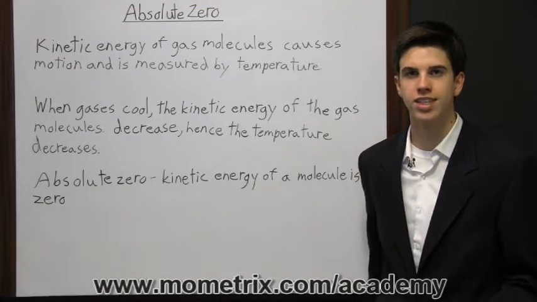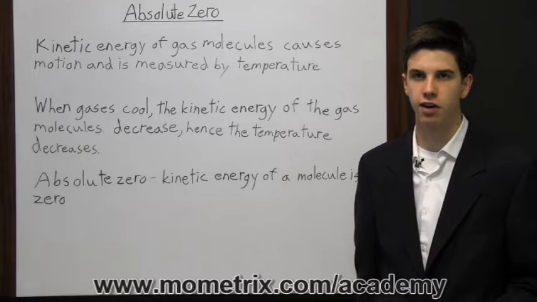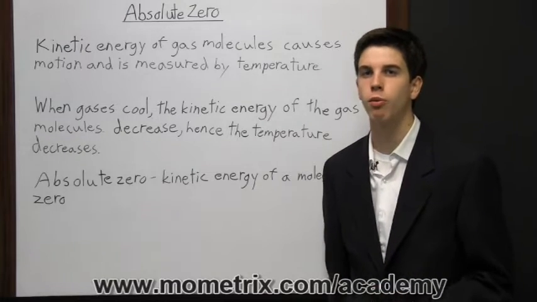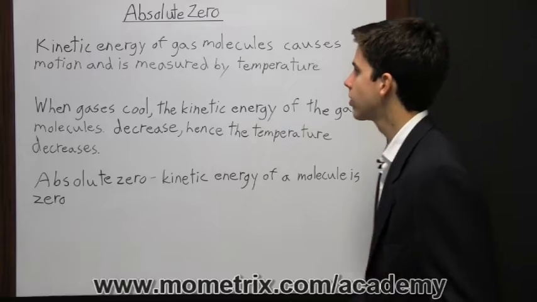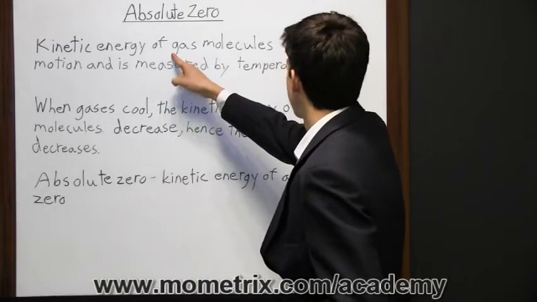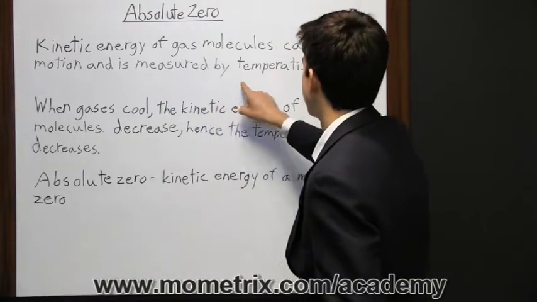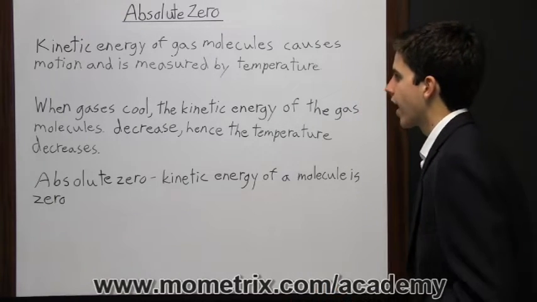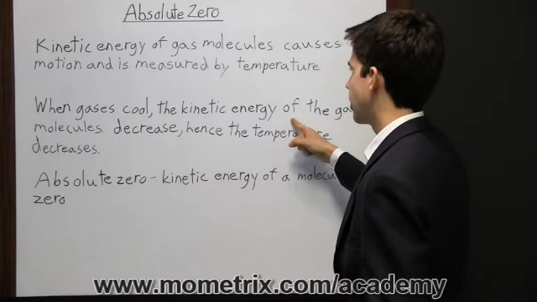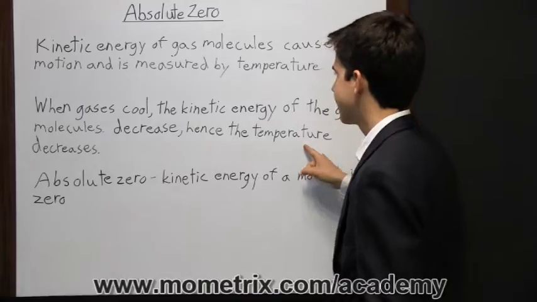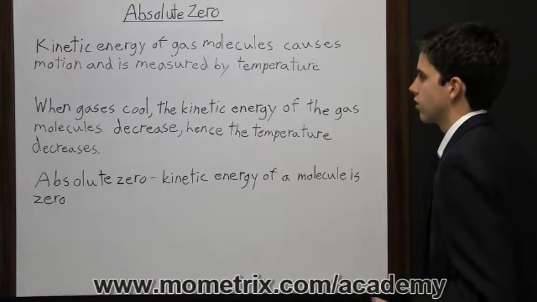Absolute zero is the temperature of 0 degrees Kelvin. But I first want to look at how we get to that temperature. Alright, so kinetic energy of gas molecules causes motion and is measured by temperature. And when gas is cool, the kinetic energy of the gas molecules decreases. Hence, the temperature decreases.